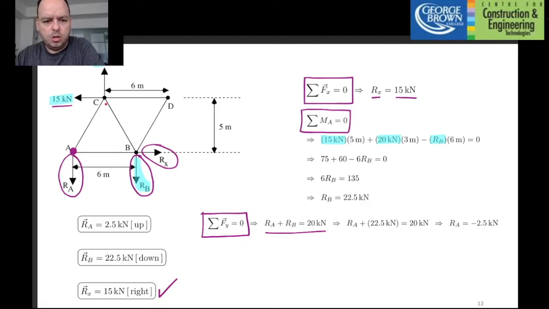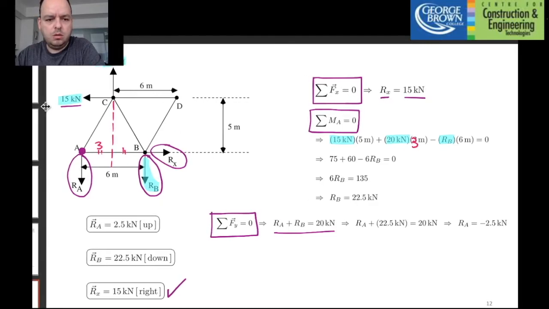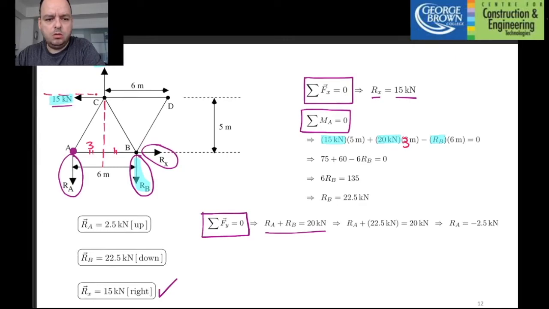So let's talk about the 20. The 20 kilonewton force, by symmetry we mentioned earlier, is 3 meters away from A. There's the 3. The 15 kilonewton force, right here, its line of action is 5 meters away. That's 5. So there's the 5. If you don't mind, I'm just writing it over. It looks nice too. RB, well, RB is 6 meters away because there's its line of action.